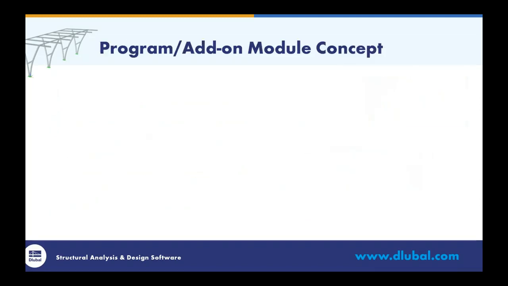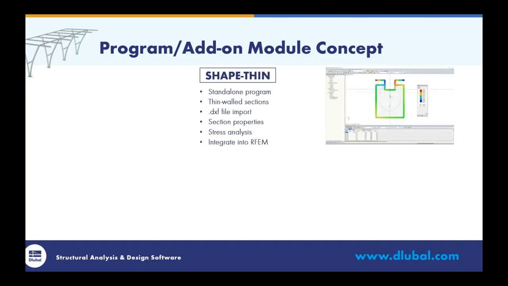So with that, I want to quickly go over the program and add-on module concept for those of you who may not be familiar with our programs. The first program is Shape Thin. This is a standalone program for thin-walled sections where we can manually create these thin-walled sections directly within the program. We can create built-up sections by implementing some of the sections from the ADM or the AISC standard, or we can import in a DXF file, which is what we'll be utilizing today.